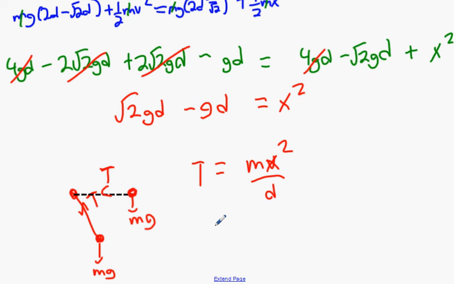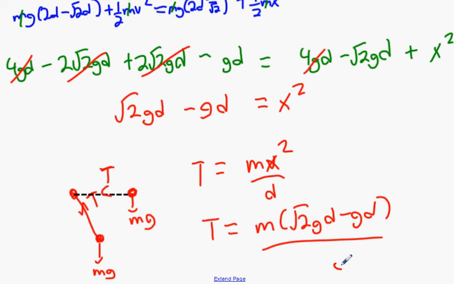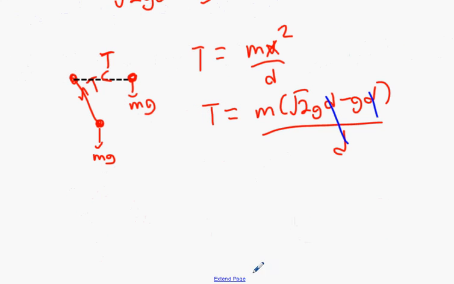It's impossible. Okay? So T equals x squared we have there, isn't it? It's m root 2 gd minus gd all over d. What happens to the d's? And then we're left with your tension equals mg root 2 take away 1. And that's the perfect answer.